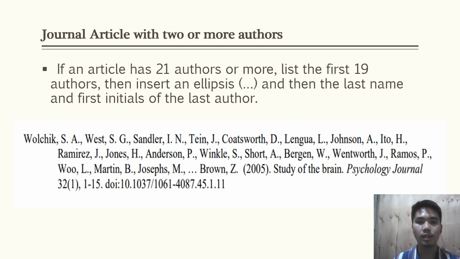For an article that has 21 authors or more, we list the first 19 authors. Kailangan po natin i-list ang first 19 authors. Then we insert an ellipsis. After the first 19 authors, i-insert na po natin yung ellipsis, which stands in for author number 20 up to the author before the last. And of course, after inserting the ellipsis, we need also to insert the last name and the first initials of the last author.